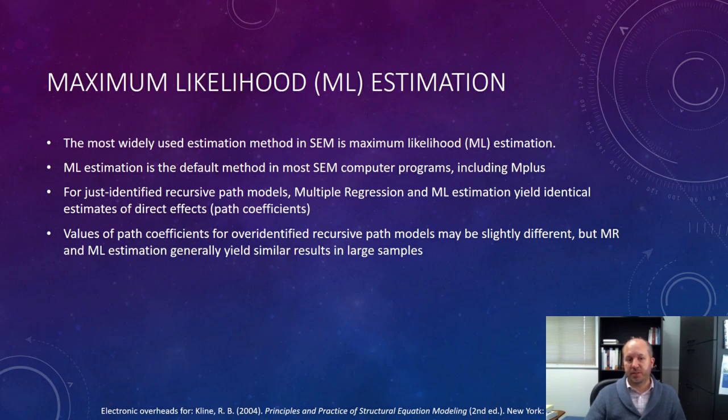I just realized, a little caution here: in the past couple of slides I said under-identified when I meant to say over-identified. So please note that correction, that in the past couple of slides I may have said under-identified when I meant to say over-identified.